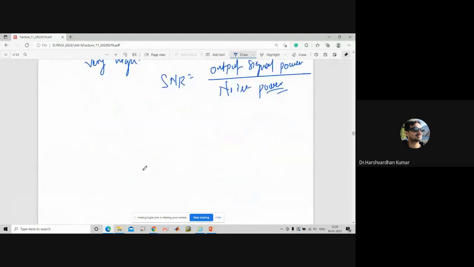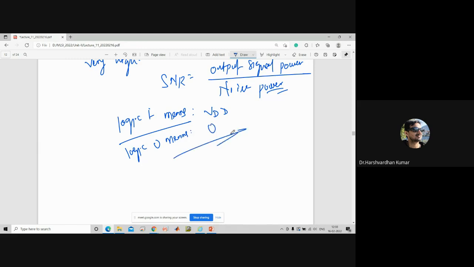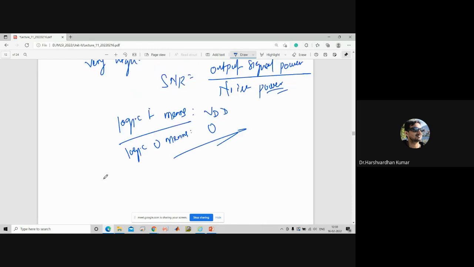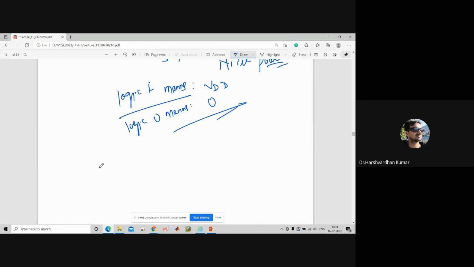So what are the output signals for the CMOS inverter? Either 0 or 1. As I told you, logic 1 means that the signal will be VDD, and logic 0 means that the signal is 0. So what will happen in that case? Whenever the output impedance is low, it means that it will have high driving capacity also. So the output impedance is low.